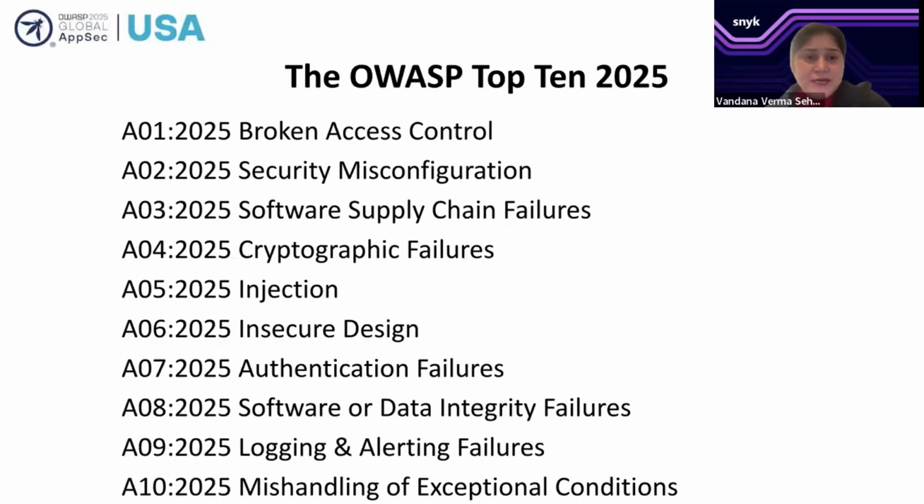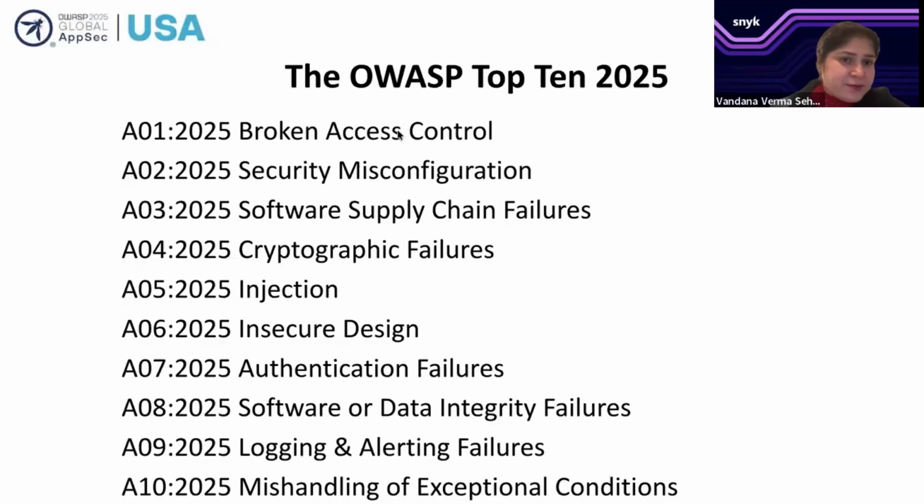Now, the top 10 list for 2025 has a little bit of change from what we had earlier. When we released in 2021, generally, the new version comes in. If you don't know about it, the new version comes every 3 to 4 years. So now this has come after 4 years, which is 2025. The previous version was 2021, where the top remains the same.